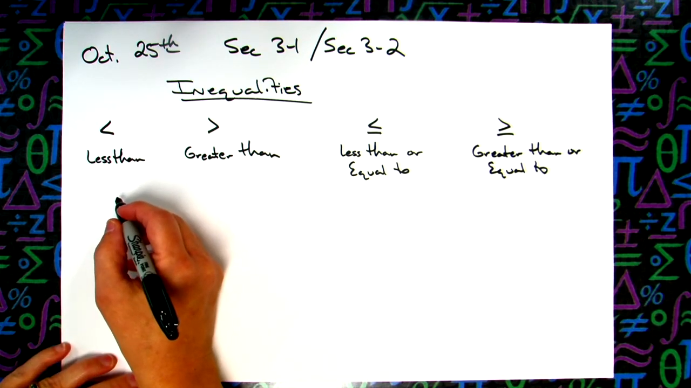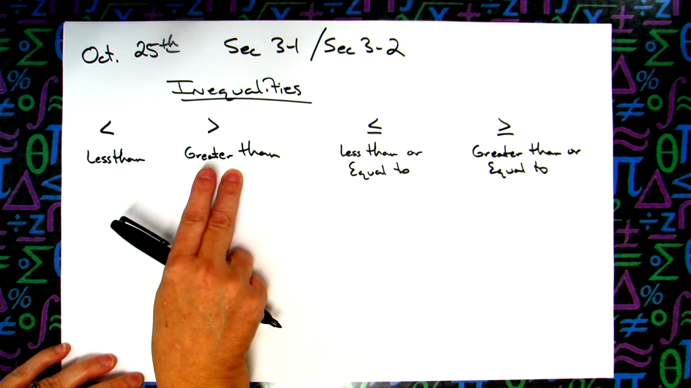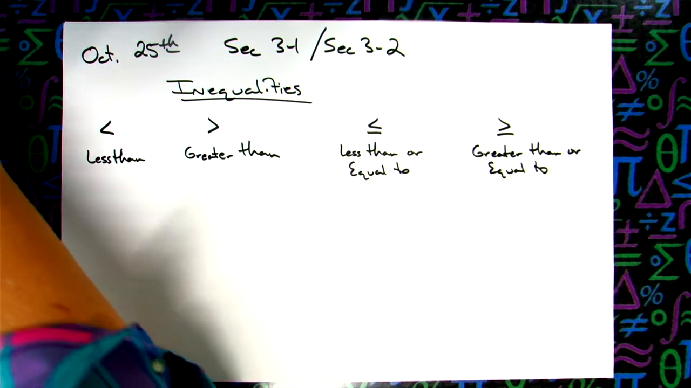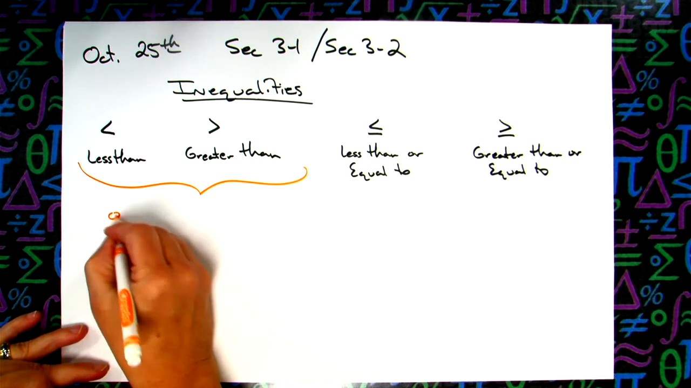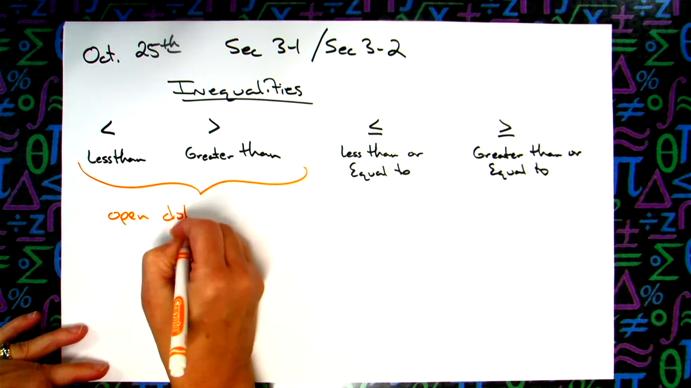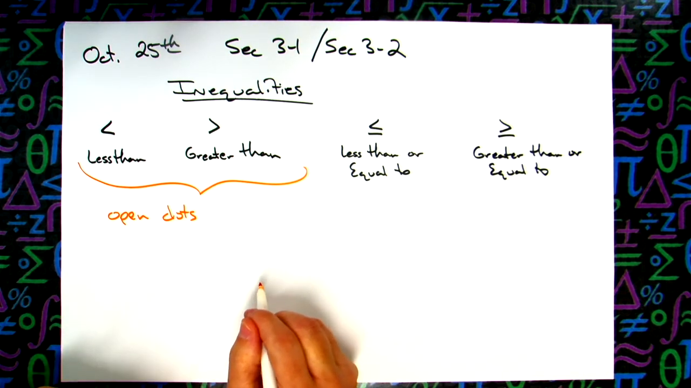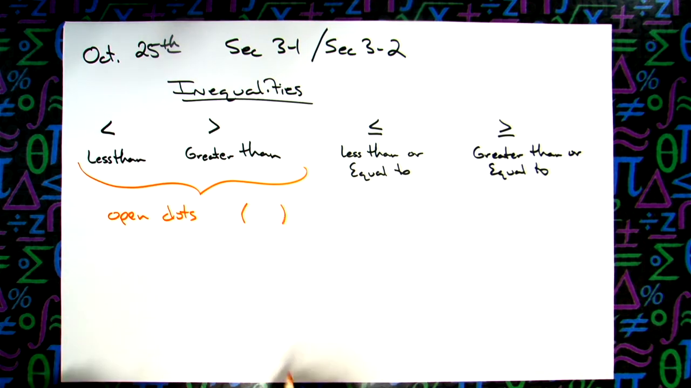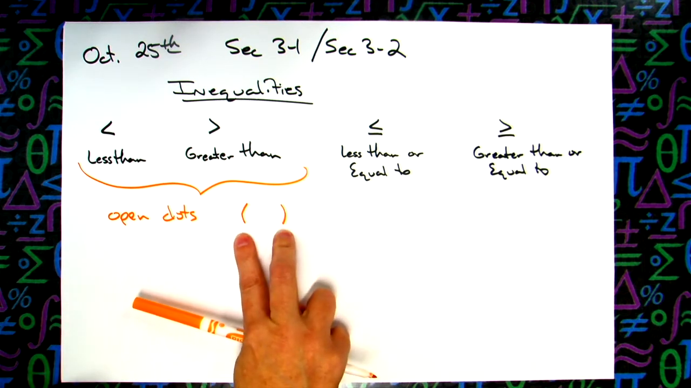Now let's put some things underneath each one of these. If you have a less than or a greater than sign, when we go to graph these, we will have open dots. So let's do this in a different color. For these, I'm going to have open dots, and that's probably what you used in middle school. We're also going to start introducing interval notation, which means we're going to use curvy brackets. So where you always used open dots, we're also going to show you what it looks like with interval notation and curvy brackets. That should be new to you.